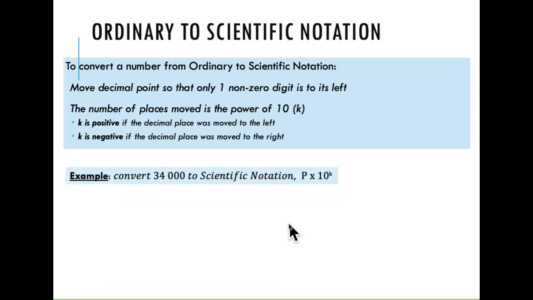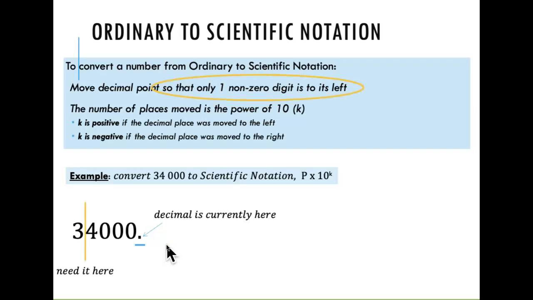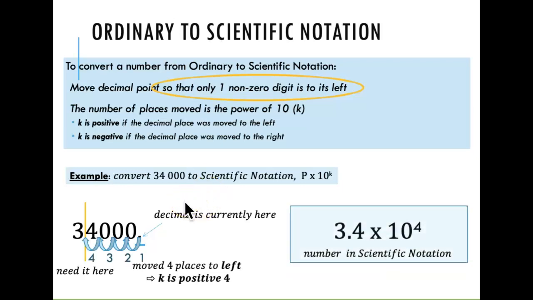So if we're converting 34,000 to scientific notation, then first of all, we've got to move that decimal point, and it's not shown, so it's at the end of the number, but we need it to be between 3 and 4. So we need to move that decimal point 2, 3, 4 places to the left. Okay, and that was a large number, so the k is positive. So this is 3.4 times 10 to the 4th power.